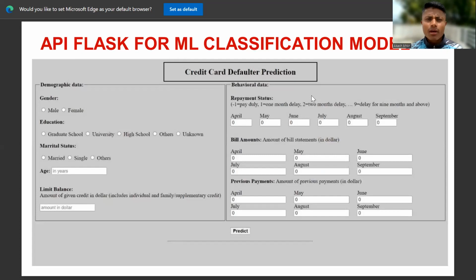And then we are making an API with Flask for the ML classification model. And there is the credit card defaulter prediction. Demographic data is gender, then education, marital status, age, limit balance, and behavior data: repayment status, bill amount, and previous payment. And last one, there is the option of prediction.